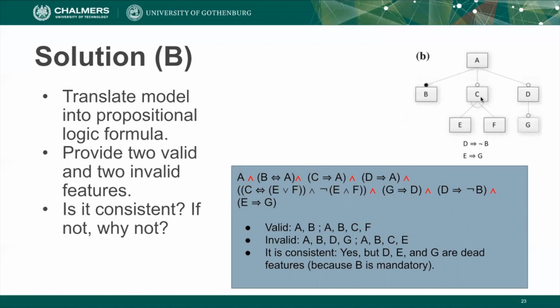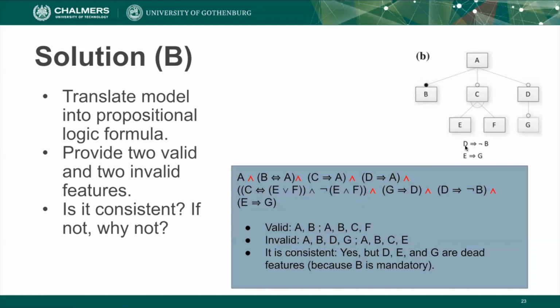Now C is optional. If we choose C, we must have A, but not vice versa. Likewise, D is optional. If we choose D, we must have A, but not in reverse. And now we move below. E and F, this is our XOR again, right? If we choose C, we must choose one of these, but only one of these. And then G is optional. If we choose G, we must have chosen D as well.